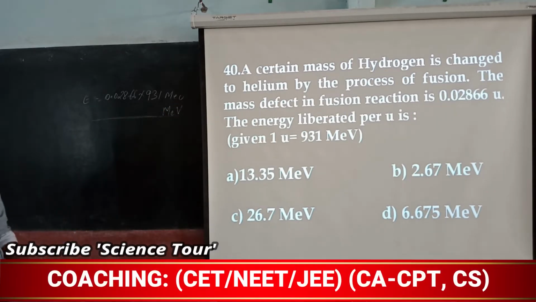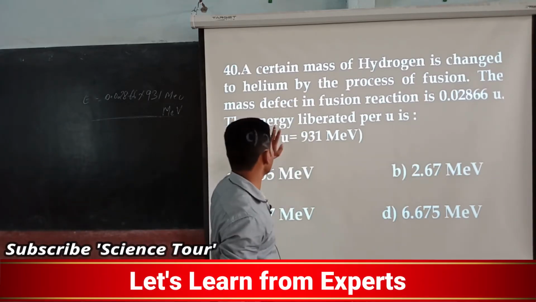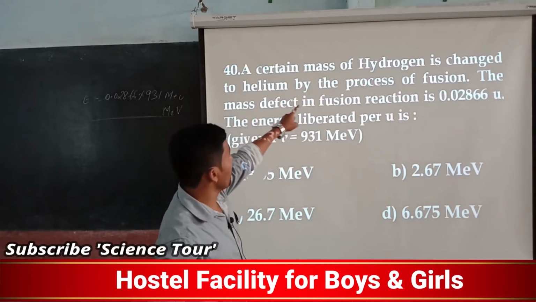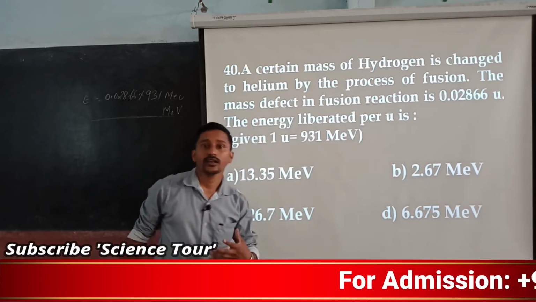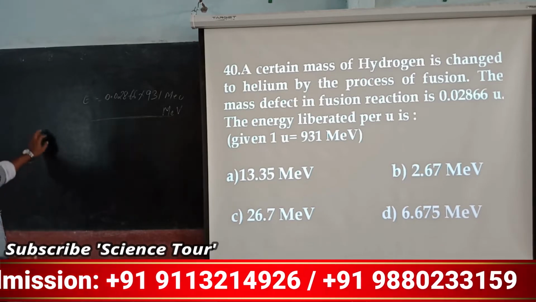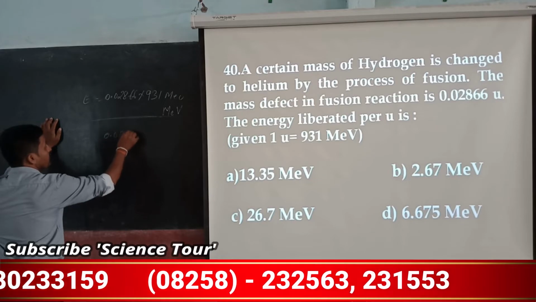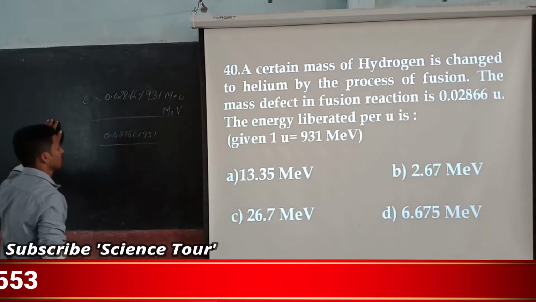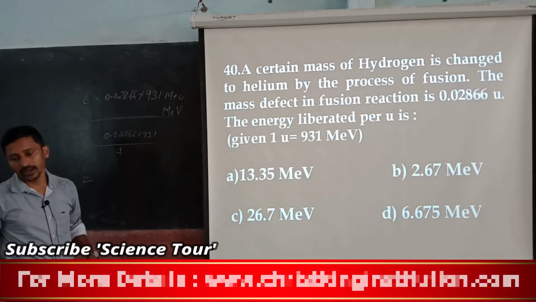Okay. Now what is the question asked? Don't write directly now. The question clearly asks for the energy liberated per nucleon. Now see, hydrogen is changed to helium. How many nucleons are there in the case of helium? Per nucleon means that is nothing but 0.02866 into 931, divided by how much? 4, divided by 4.